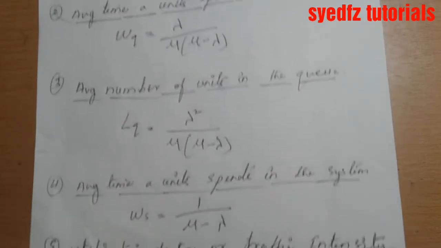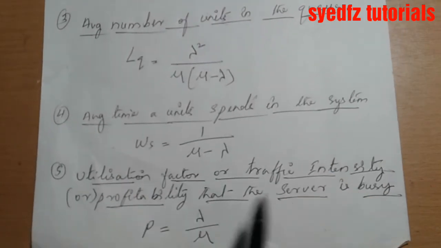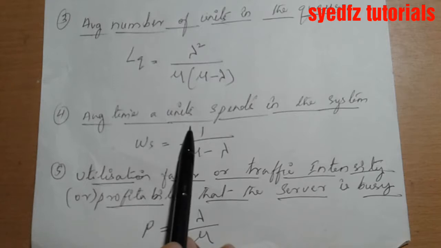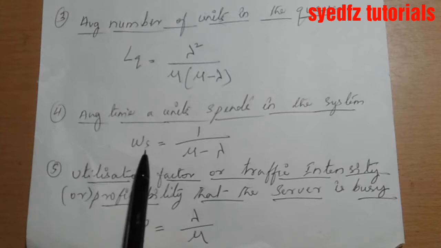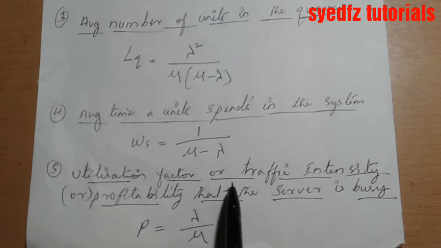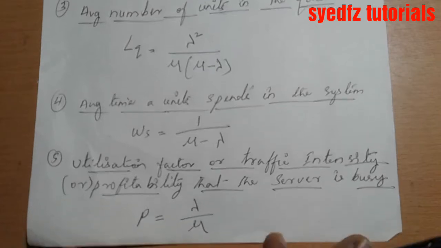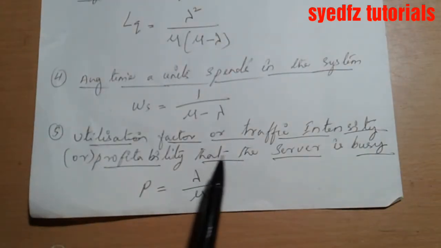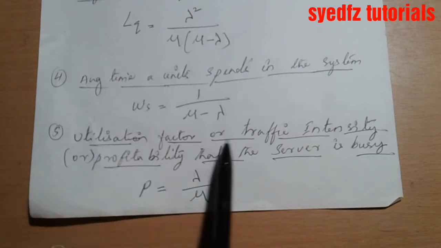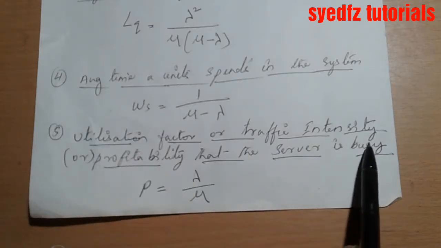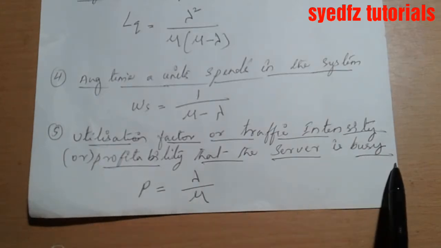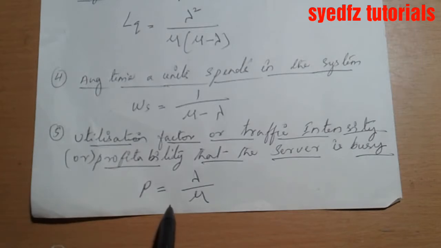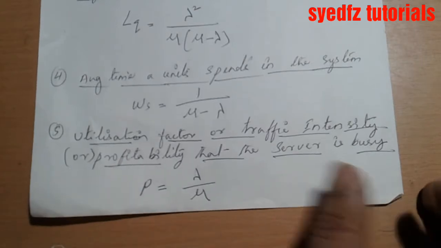And the average time a unit, meaning a person, spends in the system: the formula is Ws is equal to 1 divided by mu minus lambda. And for probability, the formulas are utilization factor or traffic intensity, or else the probability that the server is busy. For that, the formula is P is equal to lambda divided by mu.